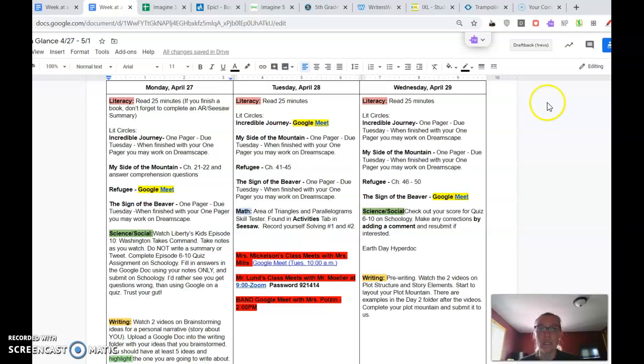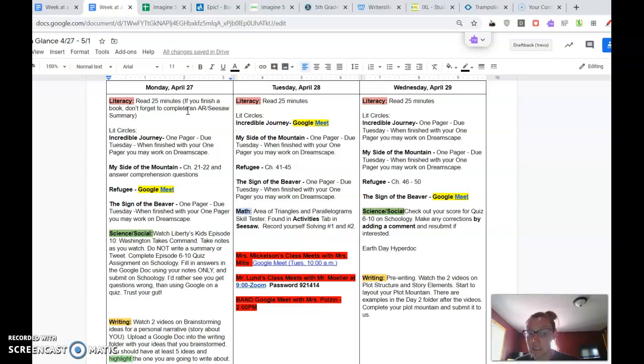Okay, we have reading still. Make sure you're doing your 25 minutes of reading. If you finish a book, please don't forget to do an AR or Seesaw as we're coming to the end of the year and our goal of the 40 books. Mr. Lund and I are starting to look at that and see how close we're getting as we have just the last few final weeks of school coming up here.